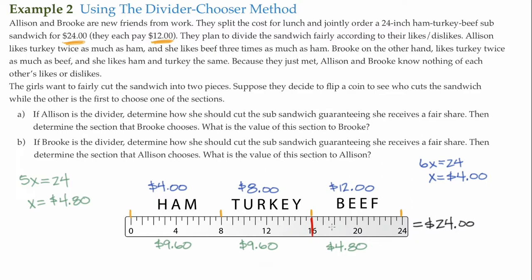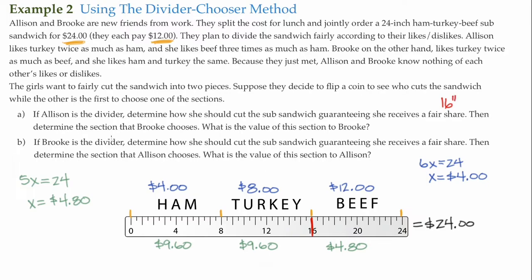So if she was to cut it right here at the 16-inch mark, then no matter which section Brooke chooses, if she chooses this section, Allison's still going to get $8 and $4. That's $12 of the sandwich. Or if Brooke chooses this section, Allison's still going to get $12. So Allison, in order to guarantee a fair share, should cut the sandwich at the 16-inch mark. I'm just going to put it in right here at 16 inches.